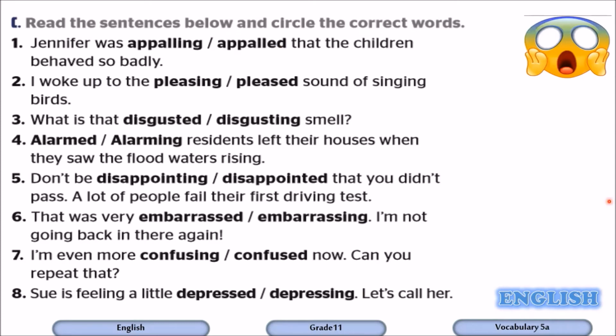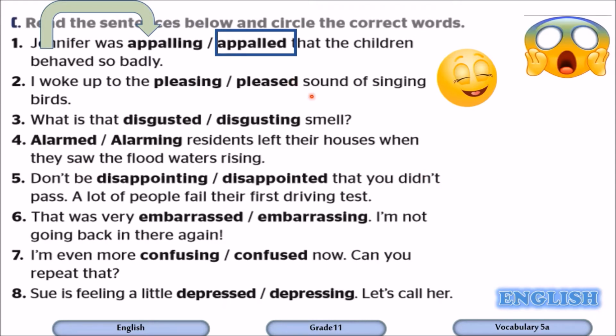So the answer: Jennifer was, this is her feeling, appalled that the children behaved so badly, and this describes, of course, Jennifer. Number 2, I woke up to the pleasing or pleased sound of singing birds. Of course, this is something positive. It's a nice sound. So what do you think? We are going to describe the sound. Is it pleased or pleasing? If you say pleased, it means it has a feeling. So it's no. The answer is pleasing.